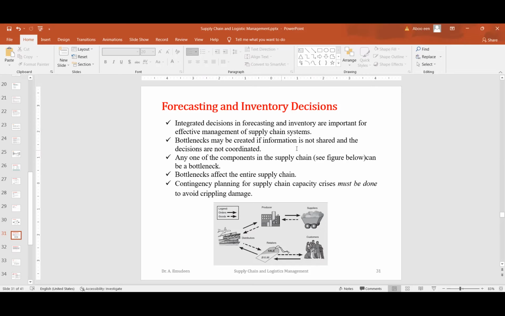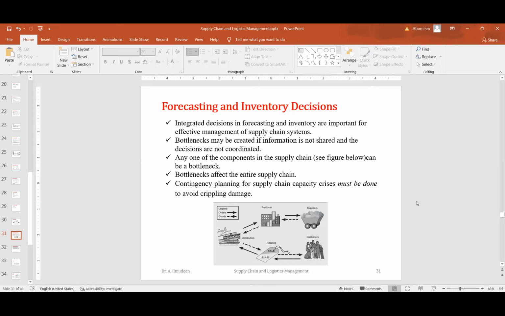Bottlenecks may be created if information is not shared and the decisions are not coordinated. So there may be barriers or bottlenecks due to shortages in information sharing or shortages in coordination. If the management wants to take better decisions, their supply chain management system should be integrated and linked with connected partners like the suppliers' systems, the logistic company systems, the shipment company systems, fund transfer and banking systems, and the internal department systems.